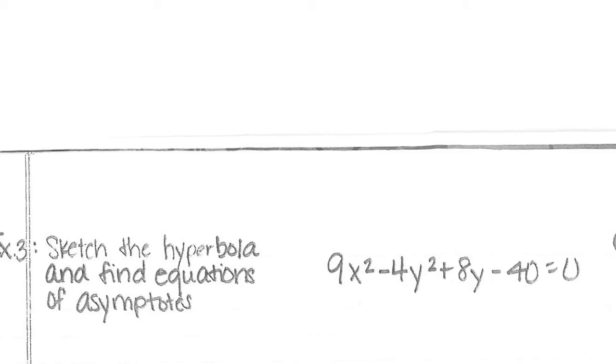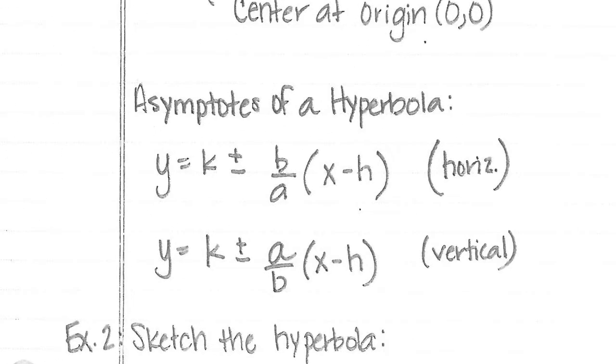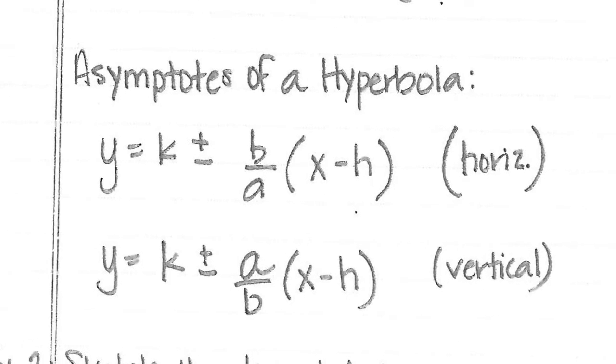Right, I'm going to start right here. It says sketch the hyperbola and find the equations of the asymptotes. We do need to go over the equations of the asymptotes. So hyperbolas have that box, that rectangle with the lines through it, and those asymptotes are this.